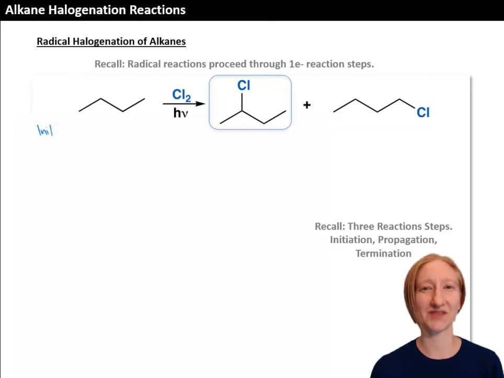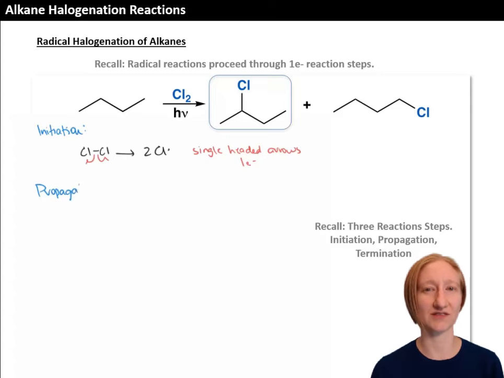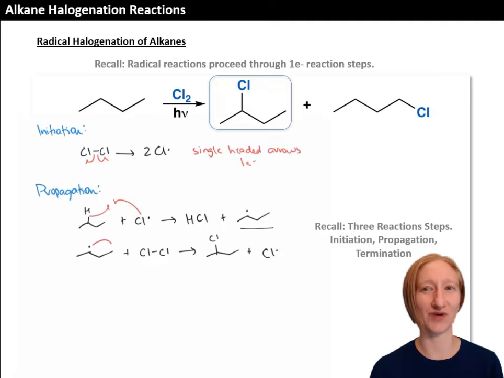The reaction begins with the initiation step, which here is the homolytic cleavage of the chlorine-chlorine bond to form two chlorine radicals. Remember that we use single-headed arrows to show the movement of single electrons. Then, in the propagation steps, a non-radical species reacts with a radical species. In the example that I've drawn, the chlorine radical reacts with the alkane to abstract the hydrogen atom from the alkane and generate a new alkyl radical plus HCl.